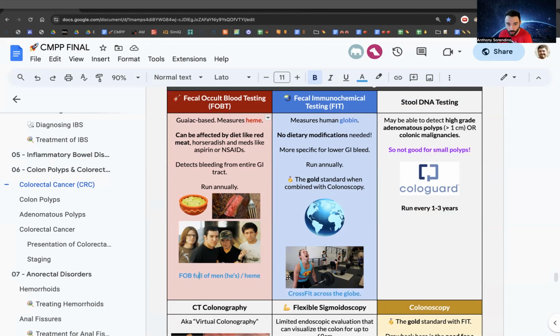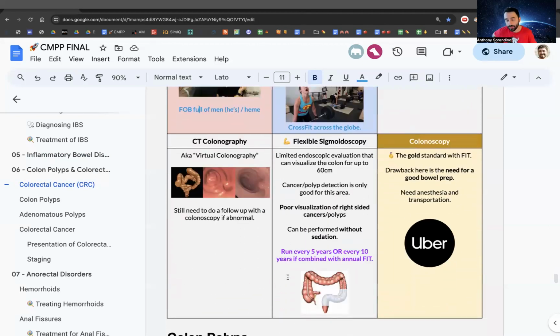It's also the gold standard. So go for the gold in your CrossFit. Okay. Then there's 3 visual things we can do to screen and to look for polyps and colon cancer.